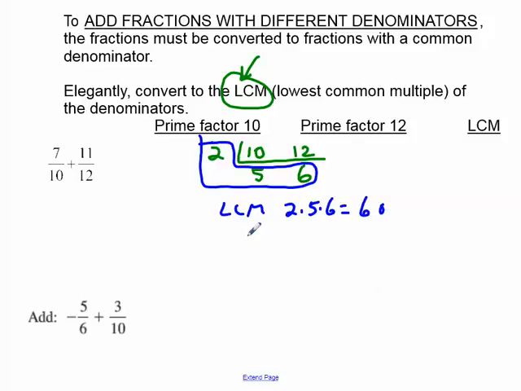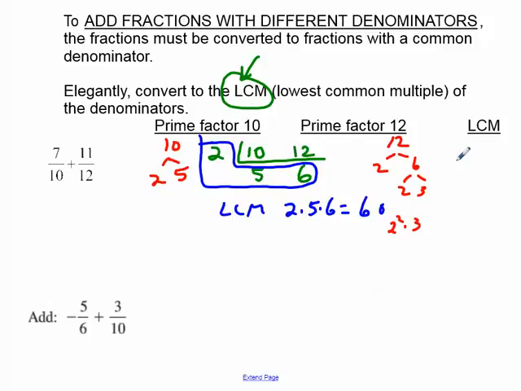Another way to do it, I'm going to do this in red, is according to what we've listed here. Prime factor 10: 10 is 2 times 5. Prime factor 12: 12 is 2 times 6, and 6 is 2 times 3, so that's 2 squared times 3. The lowest common multiple includes every factor from every denominator.